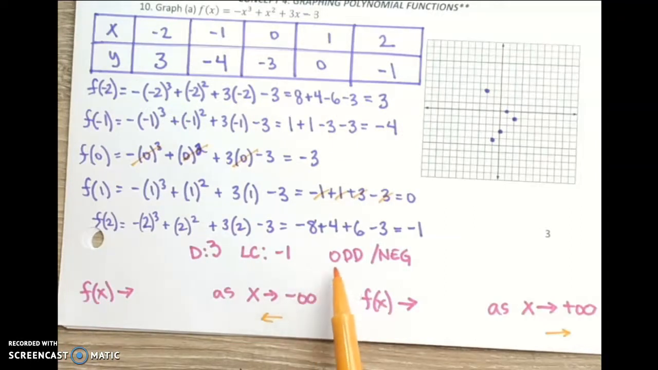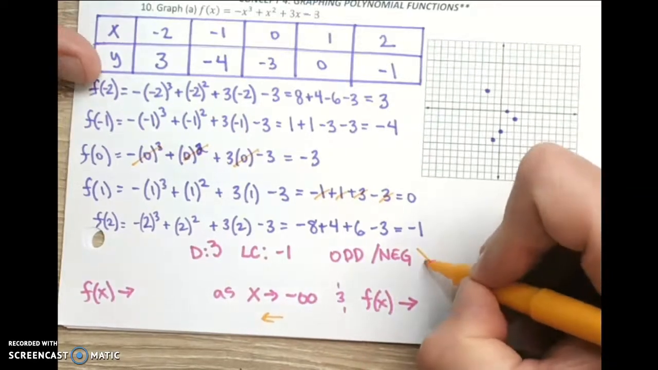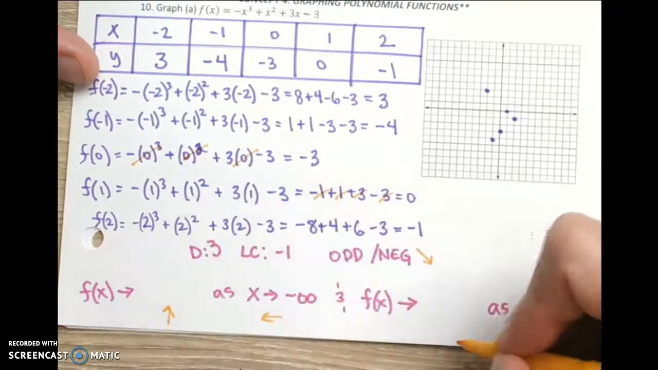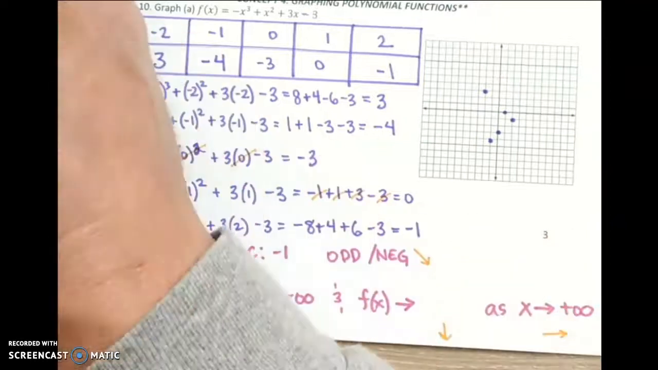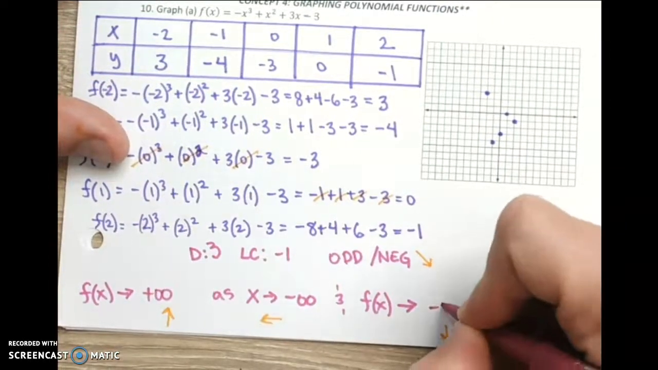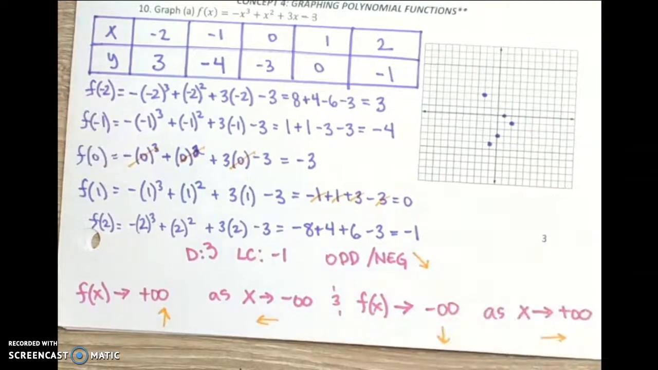Well, if it's odd, again, it goes in opposite directions, right? And then if it's negative, it's going to start up and go down, like a negative slope. So that is up, down. So I'm going to go ahead and put, for up, positive infinity, for down, negative infinity.